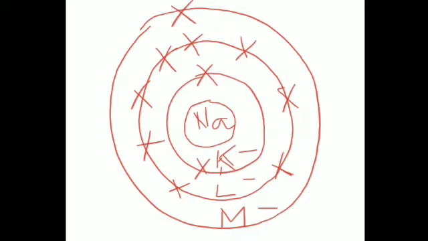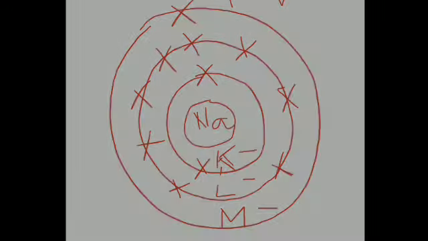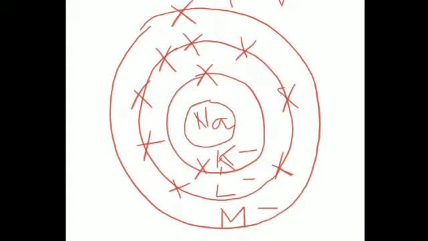Now this outermost shell M is known as the valence shell. This is the valence shell of the sodium atom and it has 1 electron. The electrons present in the outermost shell of an atom are called the valence electrons. So how many valence electrons are in sodium? Only one electron. Similarly, there are other examples as well. For example, we can take up other atoms.